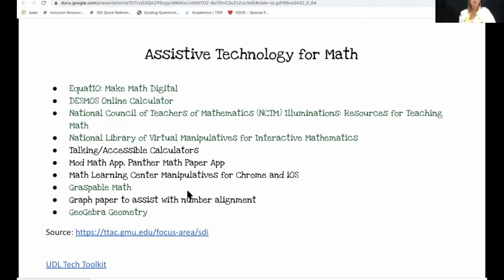So, assistive technology with mathematics, these are some that I know you've seen. Desmos, the online calculator. All of our students are using that one. Make Math Digital, the little equation one, it allows them to see graphs and those kinds of things. Another one is NCTM's Illuminations. There's all kinds of resources in there for you to use, and also virtual manipulatives that are on the National Library. These are just some different ones. Graspable Math, the geometry one here, I always mess that name up, so I'm not going to even try. But that's huge.